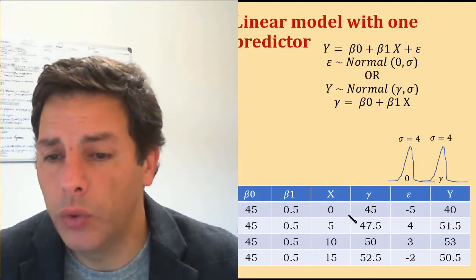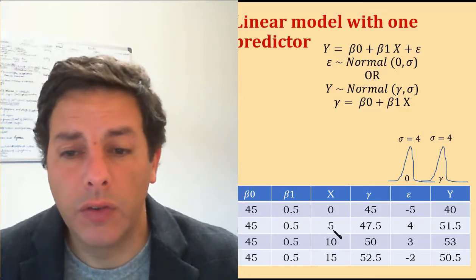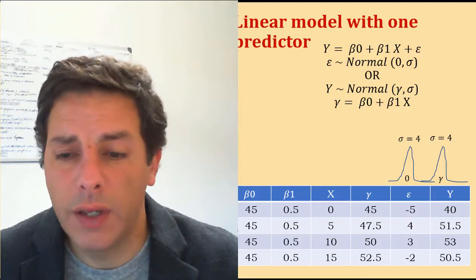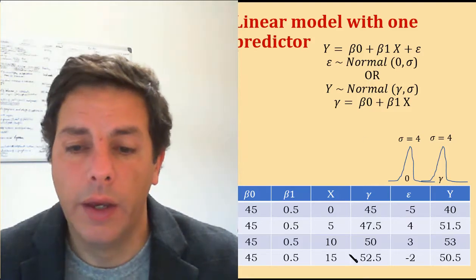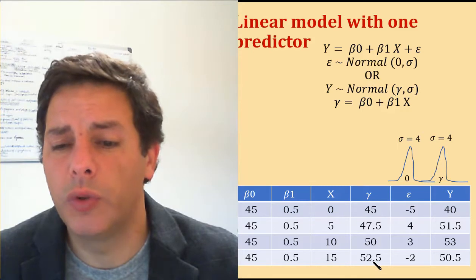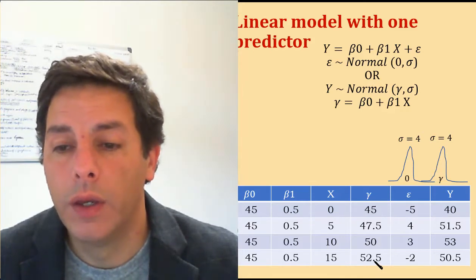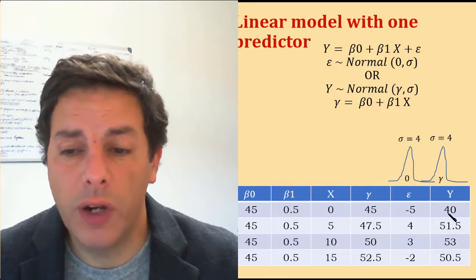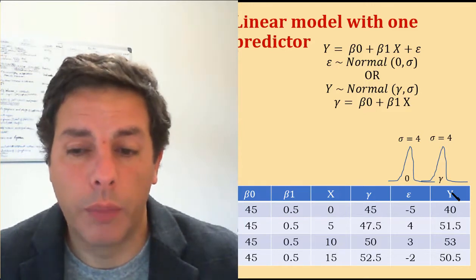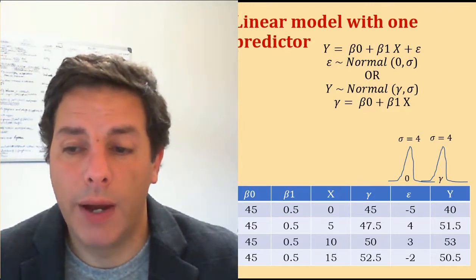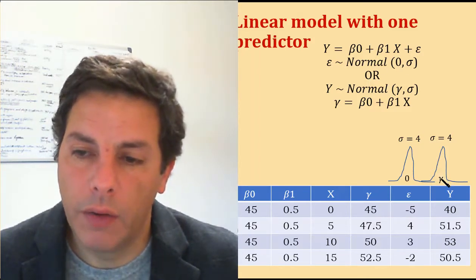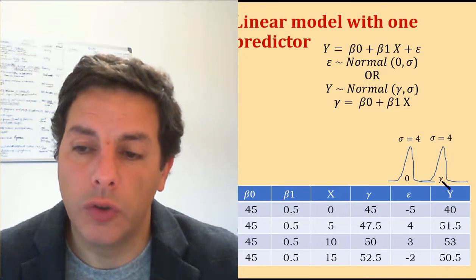And now gamma is the expected value for each x. So if x is 0, we expect 45. If x is 5, we expect 47.5 in y. If x is 10, we expect 50 in y. And if x is 15, we expect 52.5 in y. So here is y. We didn't observe those values because we don't expect our prediction to be perfect. But those values should be close to our prediction. So you can see that gamma is the mean of that distribution.